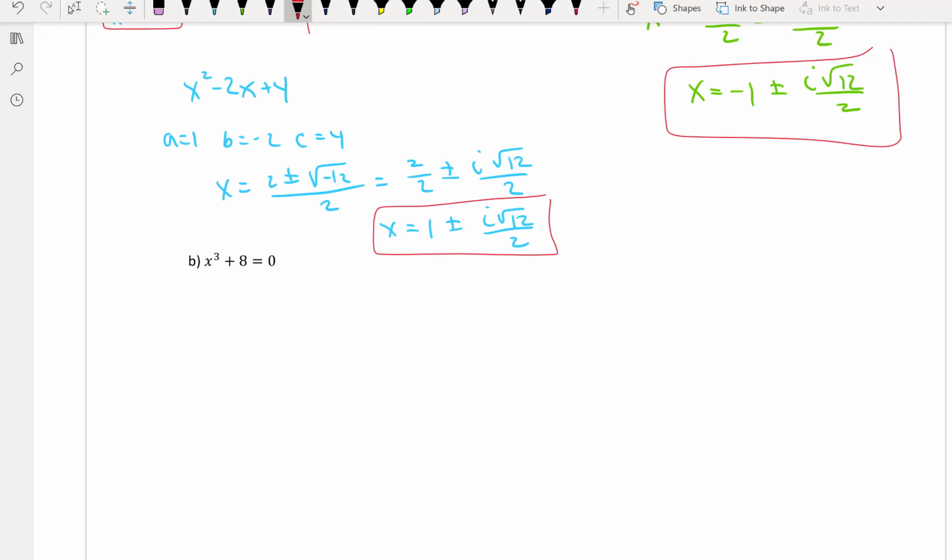And really, I want to skip part B. We don't have to get into that.